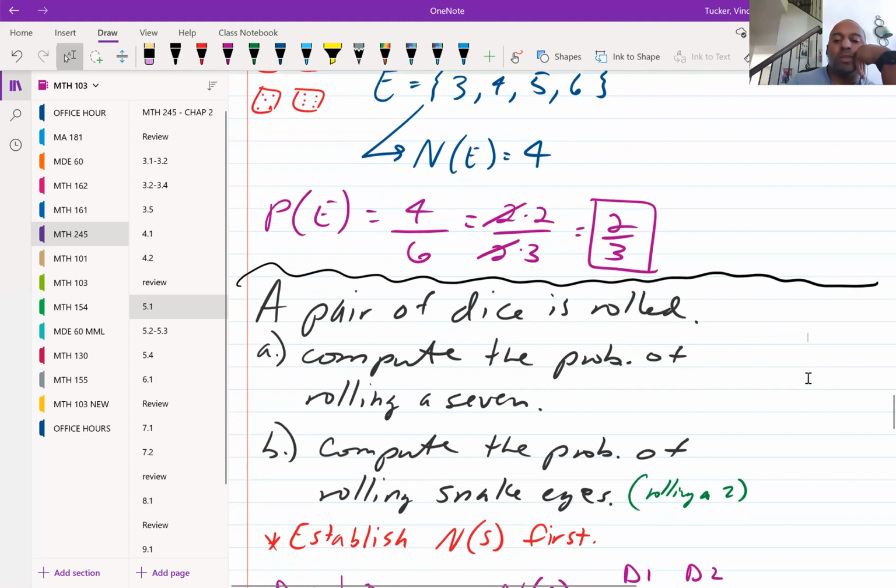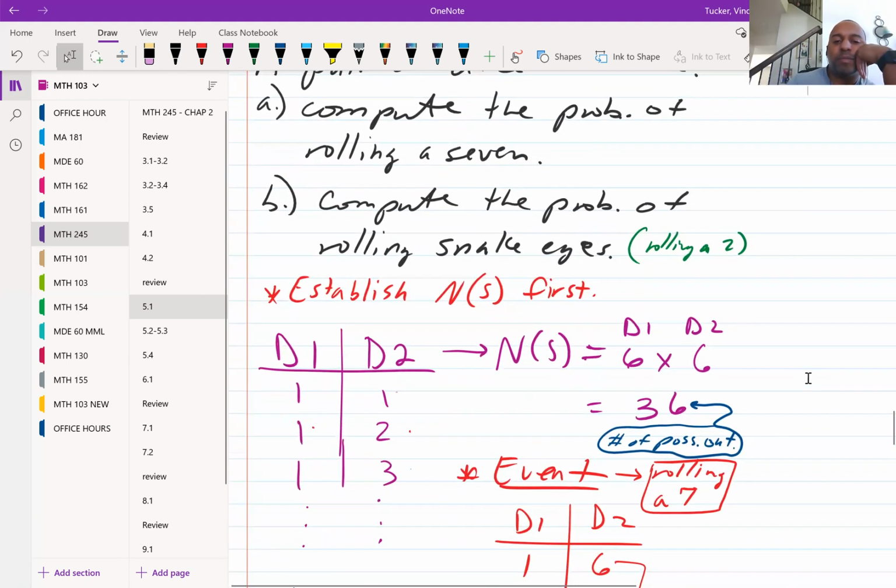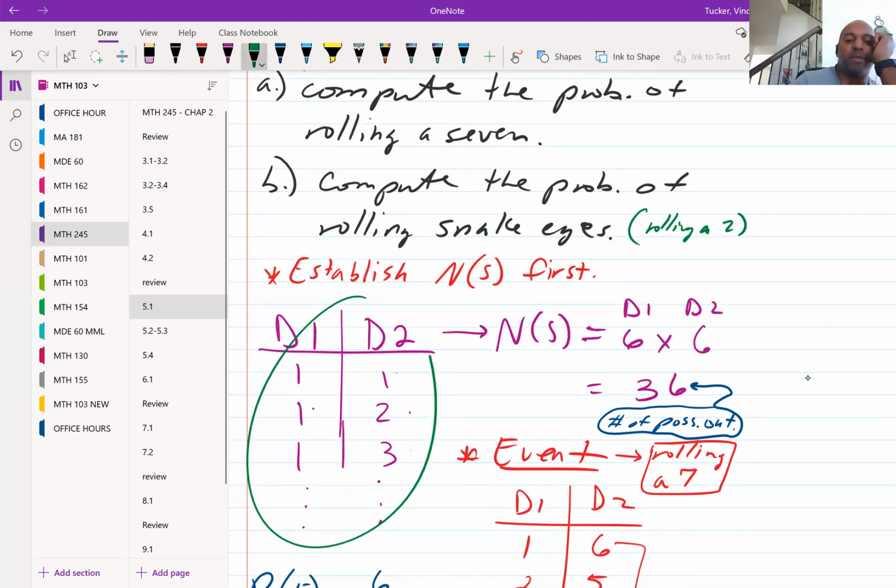All right. So once again, we want to establish our sample space first. So we got to be careful here. When you talk about establishing your sample space, you want to know all of the combinations that are created by rolling 2 dice. So, when die 1 is 1, die 2 is 1. When die 1 is 1, die 2 is 2. Die 1 is 1, die 2 is 3, and all of those combinations.